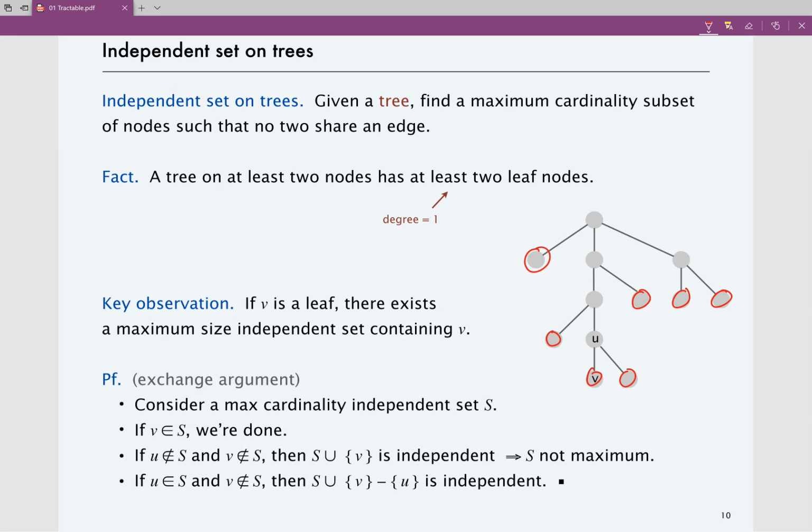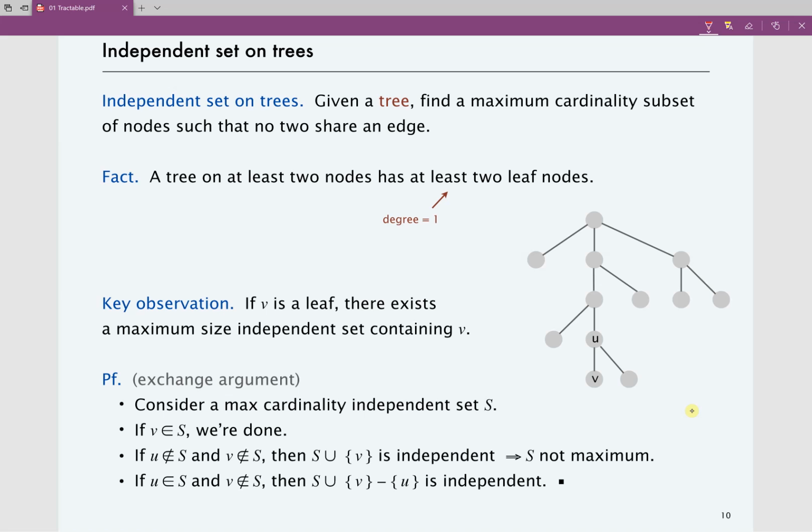And in order to prove this statement, suppose you actually have a maximum independent set S. Now we're focusing on a node v which is a leaf, and if v is already in S, then of course we're done. On the other hand, if u is a neighbor of v, let me erase all of these. Now we're focusing on this node v over here, and let's say that uv is an edge.